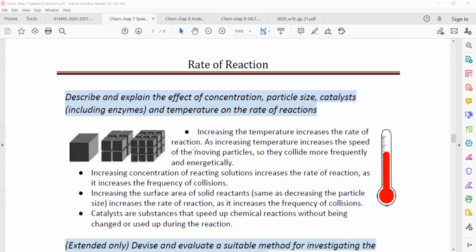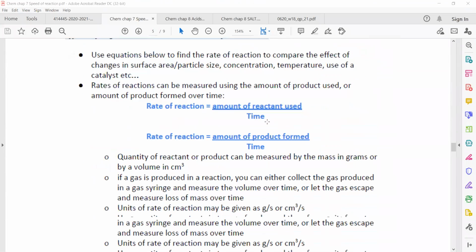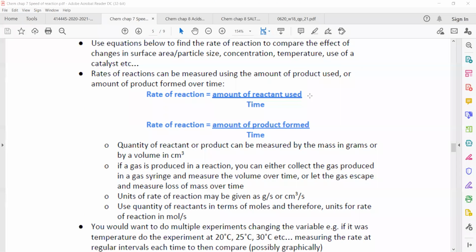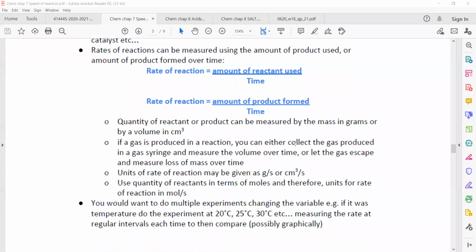That's a quick summary: surface area increases the rate, temperature increases the rate, and if we want to calculate the rate of reaction, it is the amount of reactant used over time, or the amount of product divided by time.